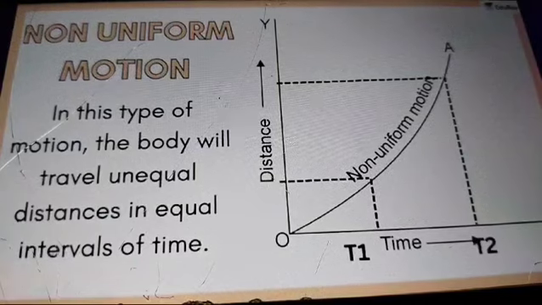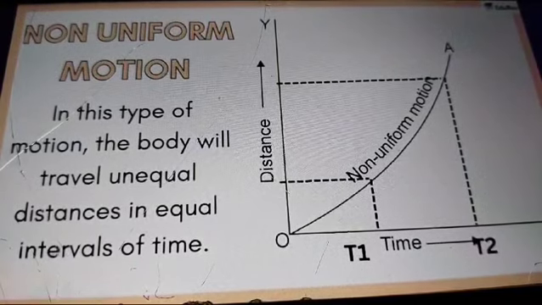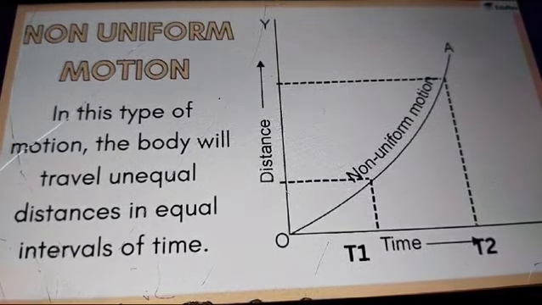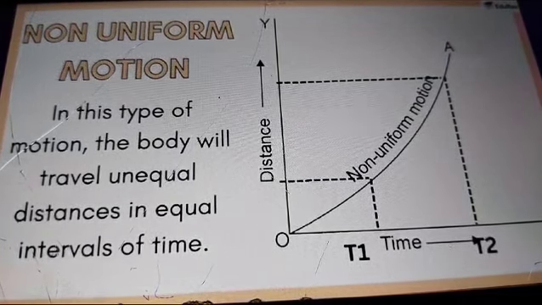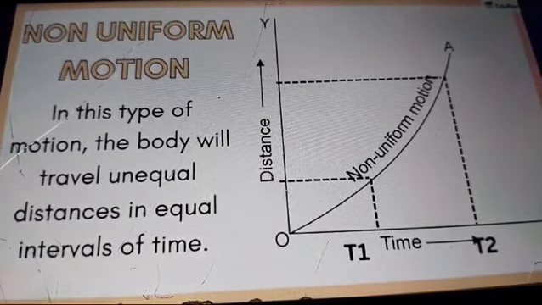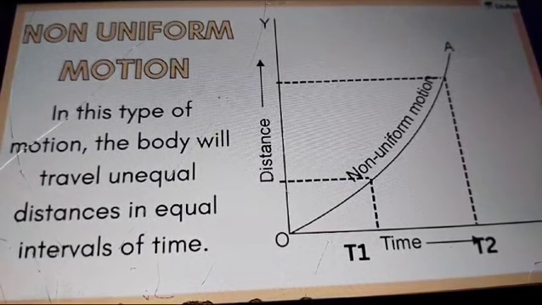Non-uniform motion is when a body travels unequal distances in equal intervals of time. You can understand this motion better by this graph. See how in time interval 1, the distance covered is less than the distance covered during time interval 2.